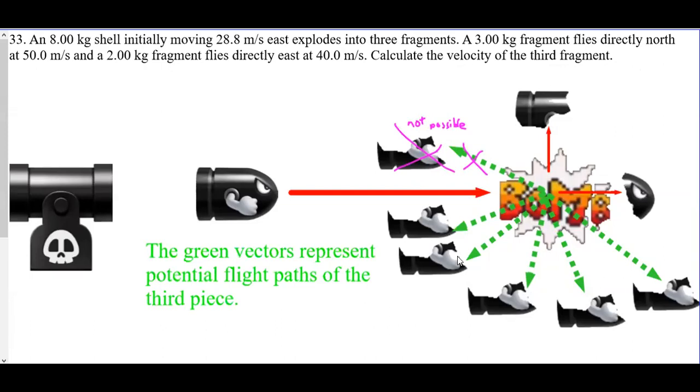Otherwise, it could be any one of these, because we still have rightward motion and upward motion. Up has to be canceled off by down, and right could be canceled off by left. We're still going to have something moving to the right afterwards, but this is possible because it could just be a light fragment, a small piece, going really slow to the left. It's not a small piece, it's 3 kilograms. It just could be going really slow to the left. So we don't know, we have to do the math.